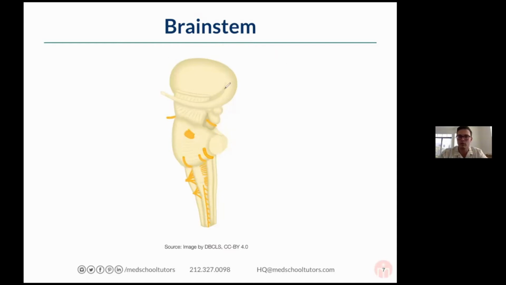Cranial nerve 4, again, is notable. It's the only one that leaves the brainstem from the back. This image makes it look a little different, but this is actually coming off the back of the brainstem, and it's the only one.